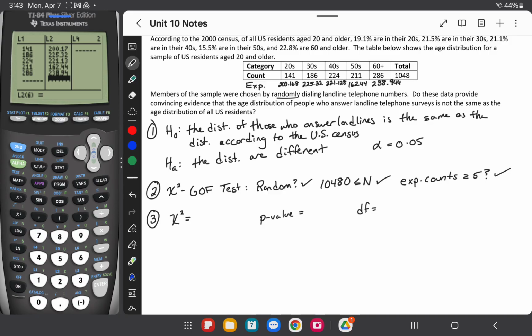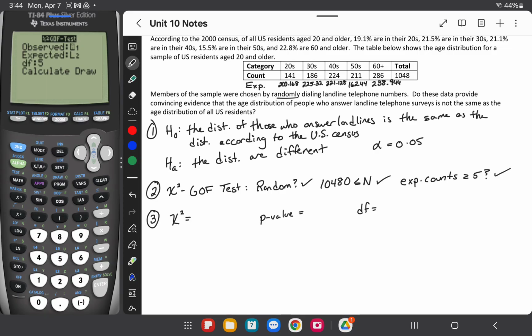All right, so now I've got list 1 as all of my observed counts. I've got list 2 as all my expected. I'm going to go back into stat, go over to tests, and then choose the chi-squared goodness of fit test, which for me is going to be option D. Make sure you do the one that says GOF or goodness of fit. We've not talked about that chi-squared test, which is option C. We'll eventually get to that in later sections.